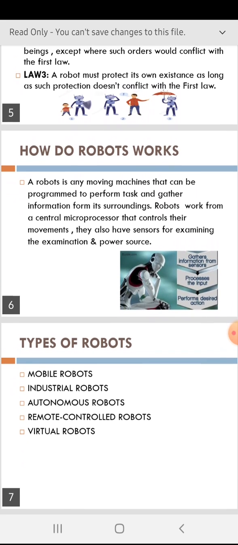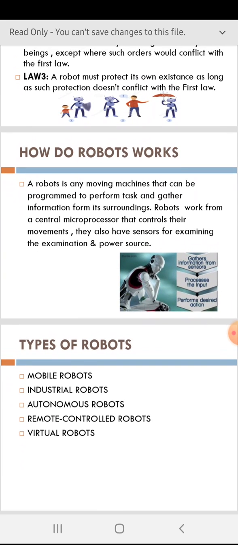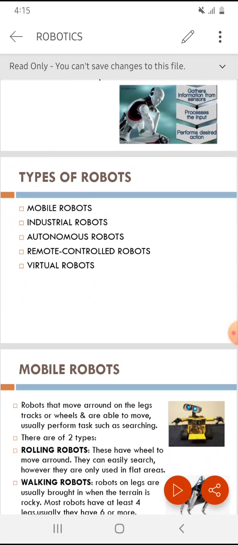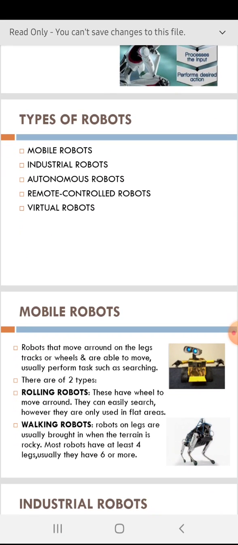Now the next slide is about types of robots. The types of robots given are: mobile robots, industrial robots, autonomous robots, remote control robots, and virtual robots. The first one is the mobile robot.